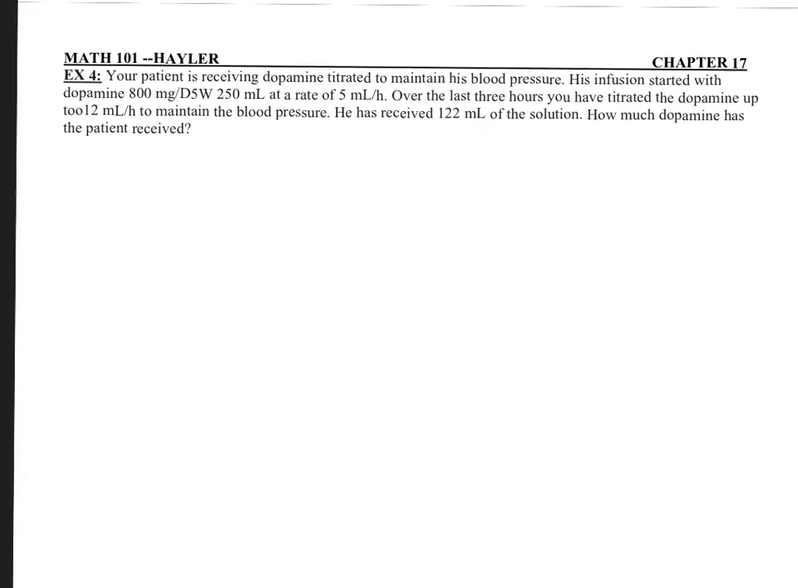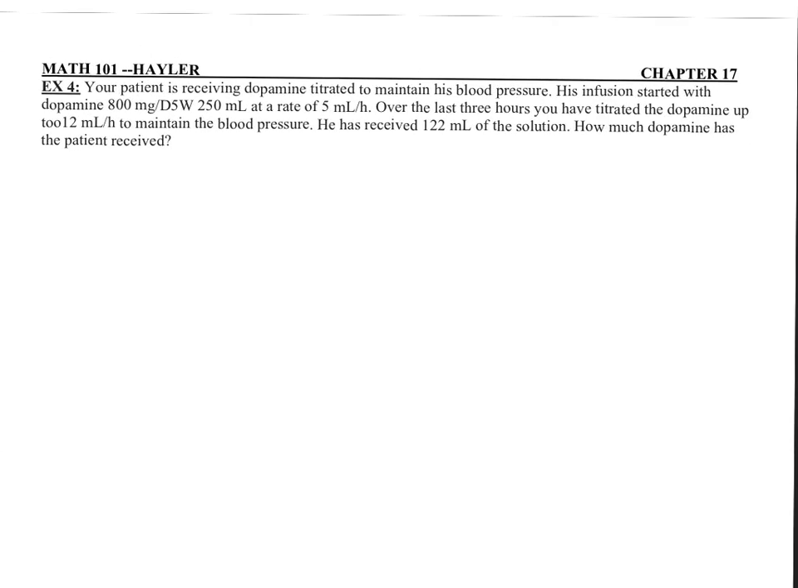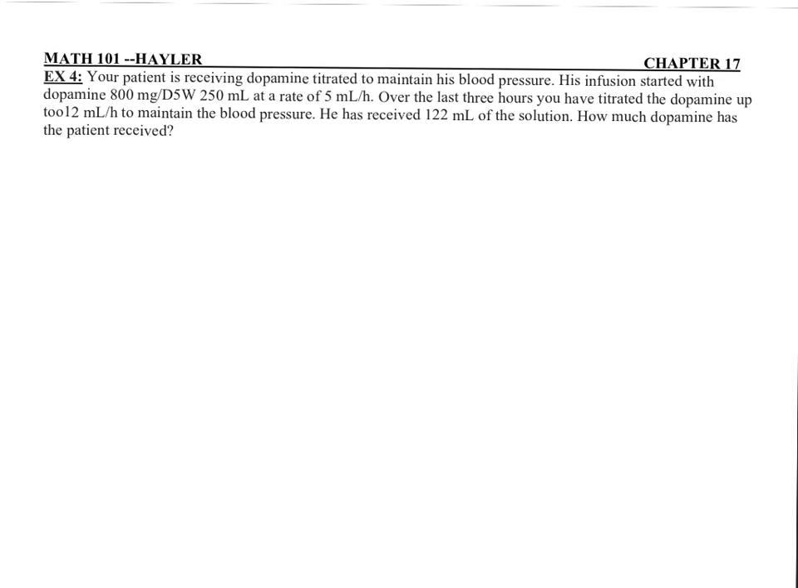Moving on. I believe this is the last example. Your patient is receiving dopamine titrated to maintain his blood pressure. His infusion started with dopamine 800 milligrams, D5W, 250 milliliters at a rate of 5 milliliters per hour. Over the last 3 hours, you have titrated the dopamine up to 12 milliliters per hour to maintain the blood pressure. He has received 122 milliliters of the solution. How much dopamine has the patient received?